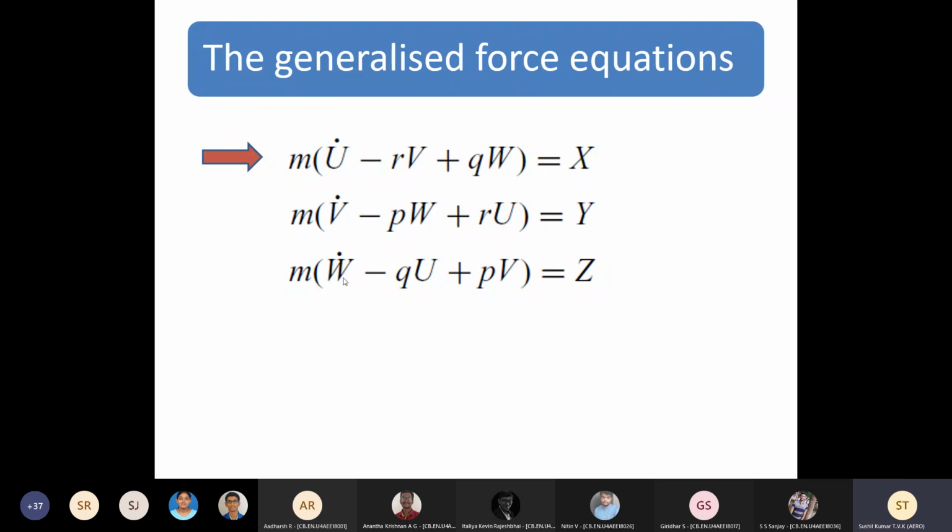Look at it carefully, the first equation alone. Is it a linear differential equation or a non-linear differential equation? Look at these terms, they are a product of two independent variables. So it's a non-linear equation. Solving non-linear differential equations is extremely difficult, so our first step is how do we linearize it?